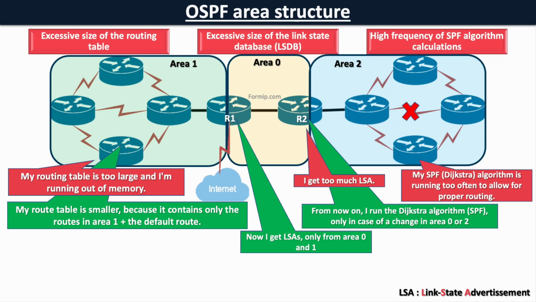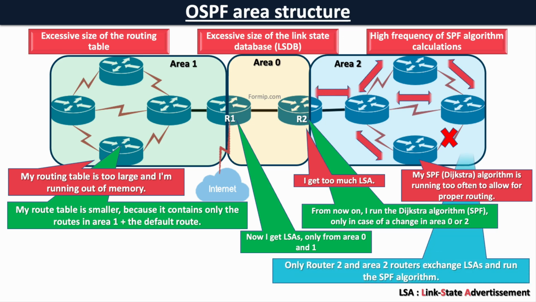And the last advantage is the reduced SPF calculations, because topology changes or any network crashes will only propagate within the area. For example, let's say that a link drops between one of the routers in area 2. Well, only routers in this area will exchange LSAs and rerun the SPF algorithm for this topology change. Router 1 will not receive LSAs that come from area 2 and will not recalculate its algorithm.